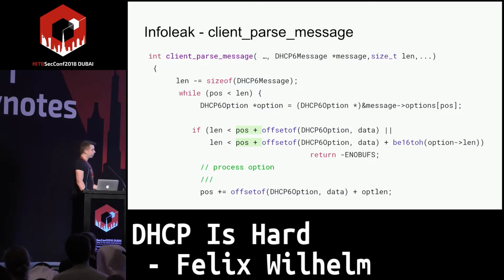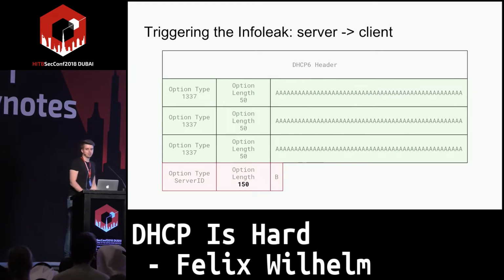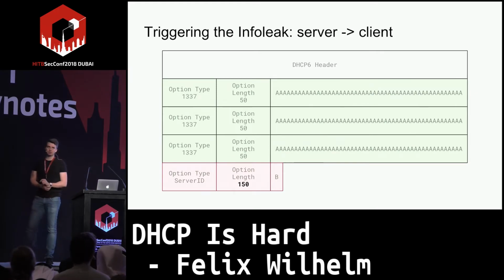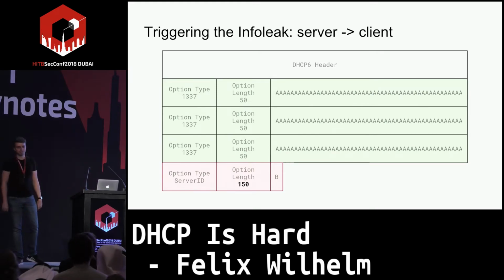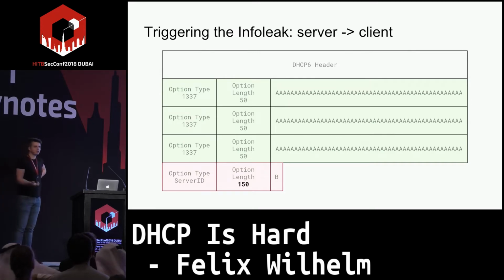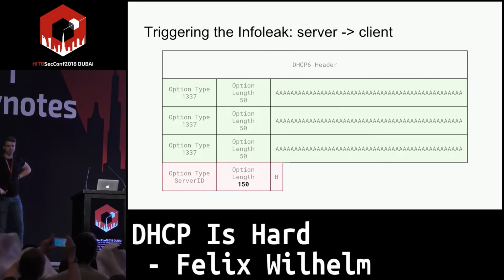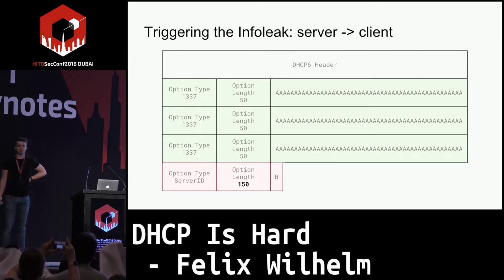So how can you trigger that bug? Or how can you turn this into a usable Infoleak? The idea is basically something like this. As a malicious server, you send a DHCP version 6 packet that contains some random valid options. You don't care about them, they're just there to fill space. And then right at the end of the packet, you include an additional option. And this one has an invalid length. So it's the option type server ID. And we say, hey, this option is 150 bytes long, but in reality, it's only 1 byte long.